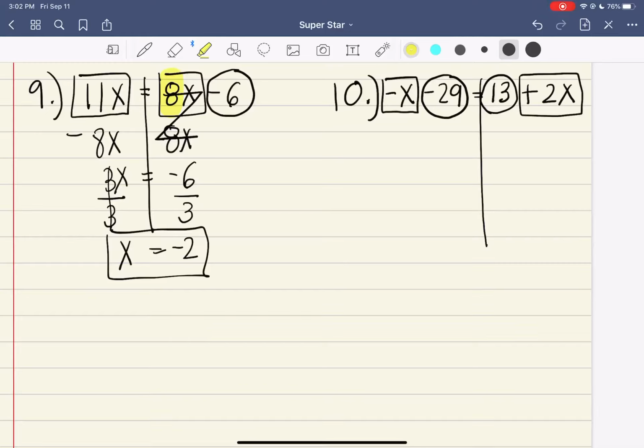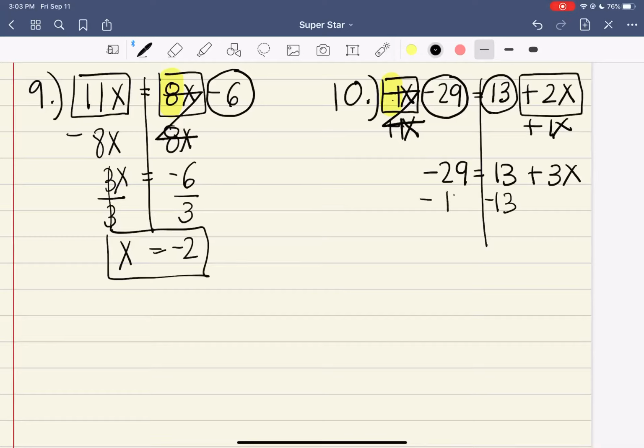So we're going to then move it by performing our inverse operation. I'll write that 1x so you can see. So plus 1x. This becomes 0, and we're left with, on the left, negative 29 equals 13, and then 2 plus 1 is 3x. So now we have our third step, which is to see if we have constants on both sides, which we do. We have a 13 and a negative 29, both separated by our equal sign. And so we're going to find the constant that's on the same side as the variable, which is this 13.